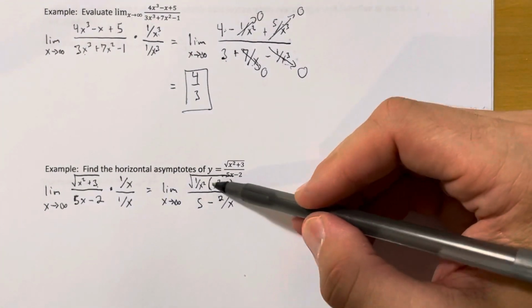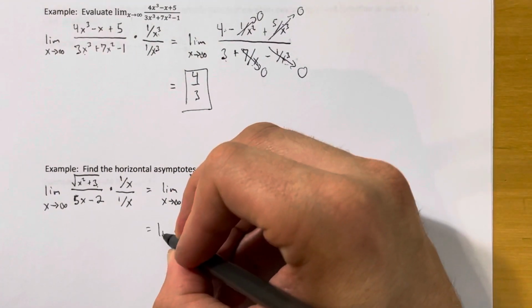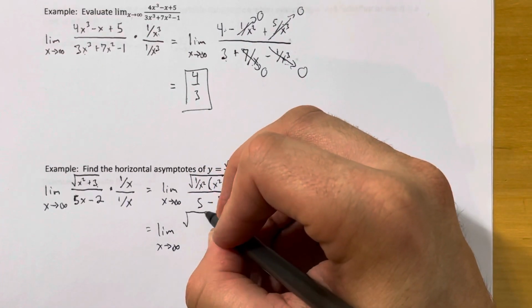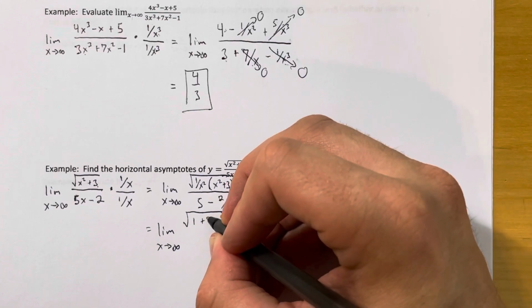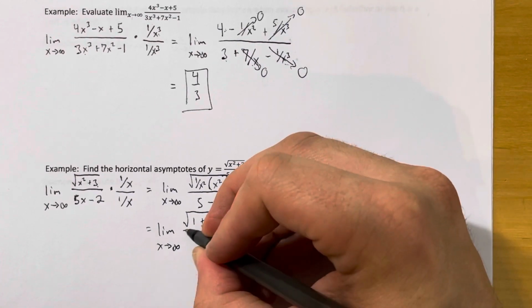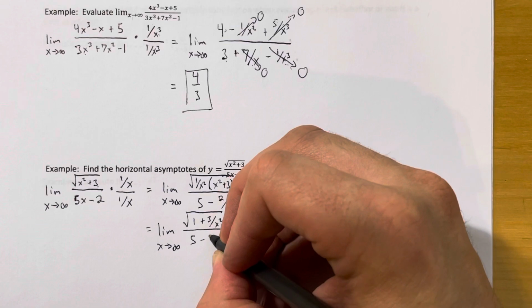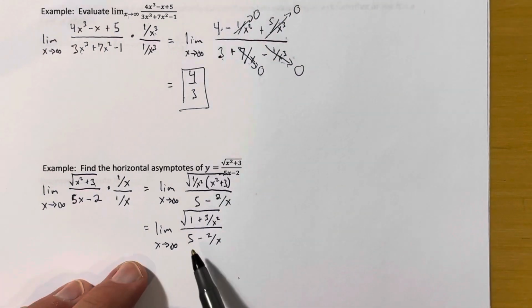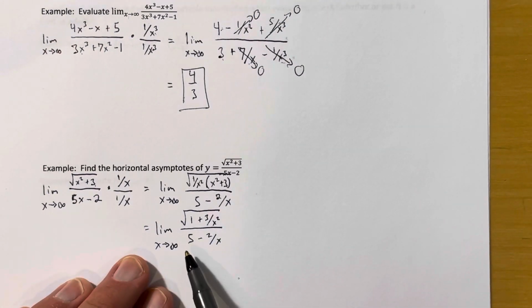Let's distribute this 1 over x squared in. So I'm going to get the limit as x approaches infinity of the square root of 1 plus 3 over x squared, over 5 minus 2 over x. Okay?